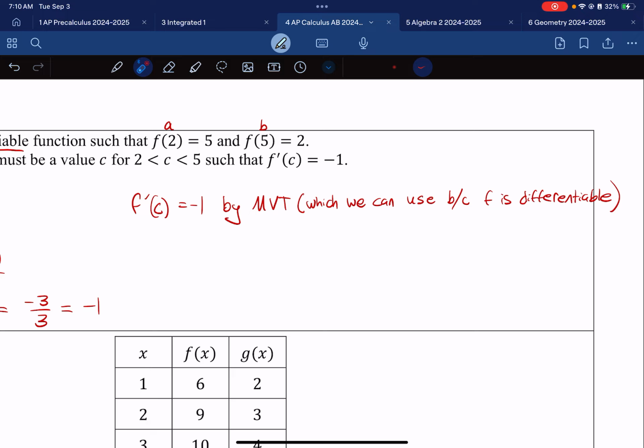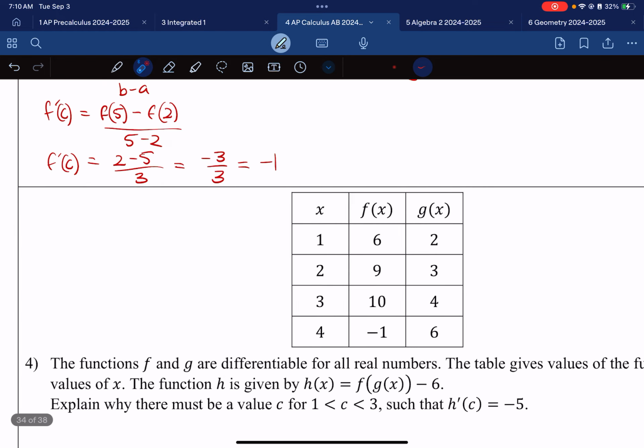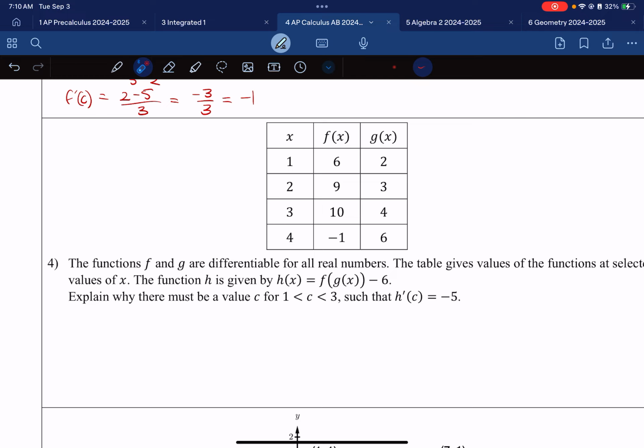Usually that's half a point to even identify that you can use it, and then using MVT on the fact that it was negative 1 while showing the work for it is the other part of that. All right, number 4. I'm just looking for keywords. I see the keyword differentiable, and oh my goodness, we have this same type of function from a previous homework where h of x is a composite function. Plug g into f and then subtract 6. Oh my goodness, we're trying to find h prime of c. All right, well, here we go.